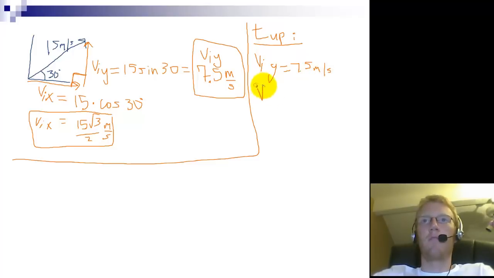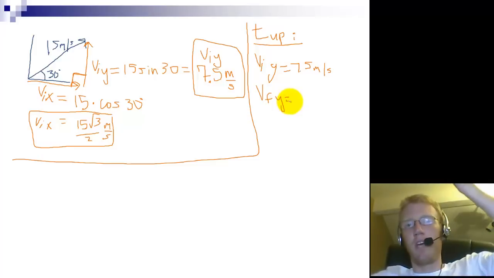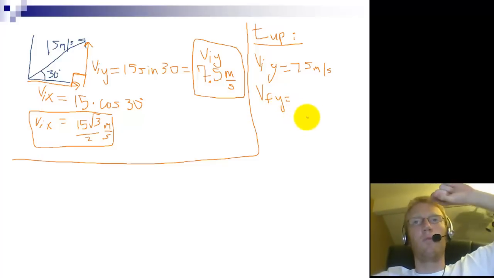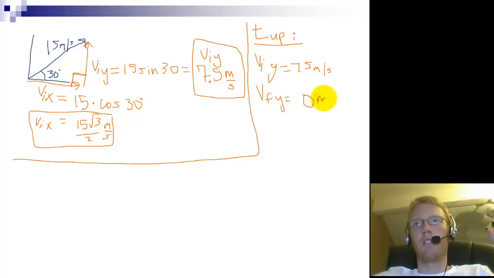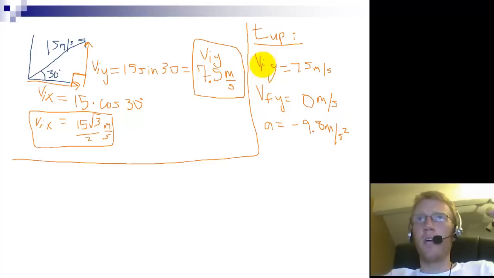How about v final in the y direction? Think back to what we said a couple slides ago. When it gets to the top of its flight path, even though it could still be moving side to side, its y component will be 0. So at the top, it's stopped relative to its up and down motion. And we know the acceleration is negative 9.8 meters per second squared, because the only force acting on it is gravity. So we have these three things.